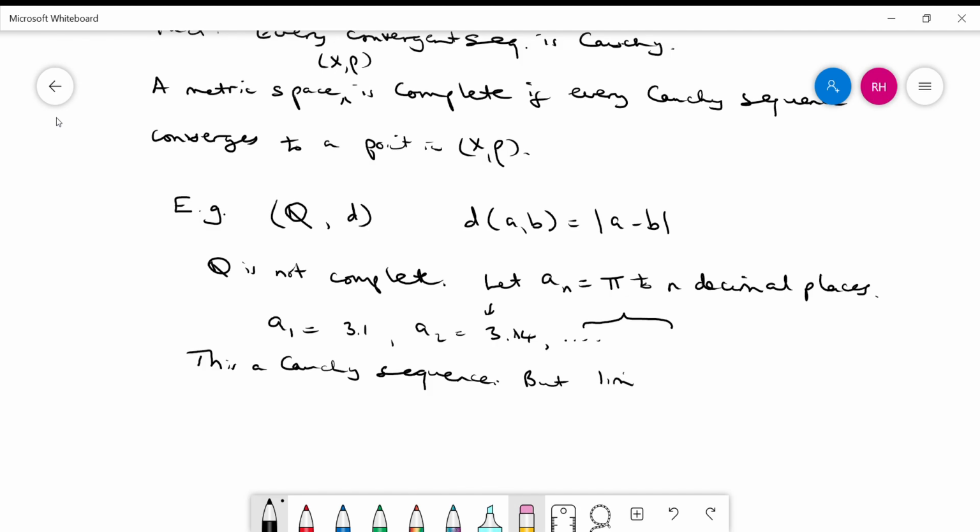So this is a Cauchy sequence, but the limit, well, let's put it this way, better still: A_n approaches pi, which is not an element of the rationals or the fractions. So this is an example where Q is not complete. On the other hand, of course, R is complete.